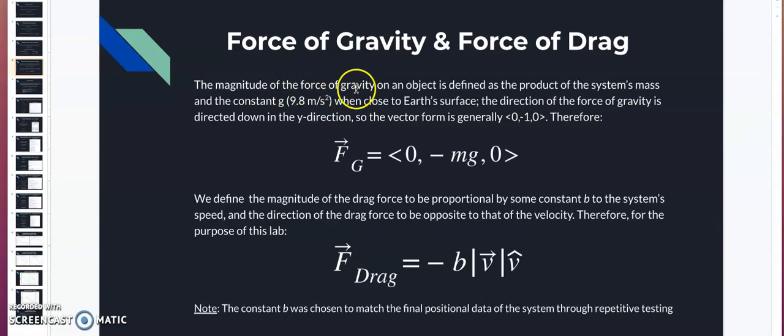The magnitude of the force of gravity on an object is defined as the product of system mass and the constant g, and it's in the negative y direction, so this is in vector form. And for the drag force, we say it's proportional, with some constant b, to the system's speed, and the direction is opposite that of velocity. So for the purpose of the lab, this is the drag force in vector form as well, and b was chosen through repetitive testing.